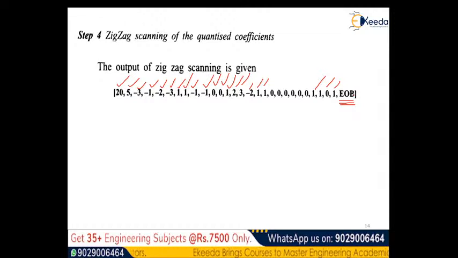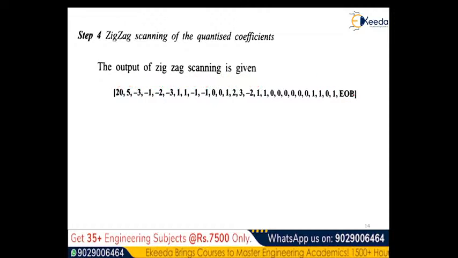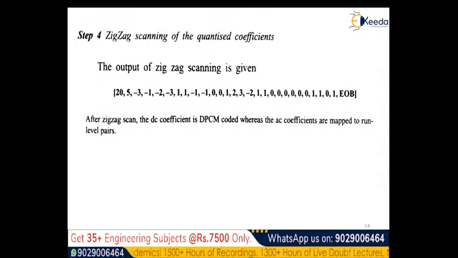Now after this type of scanning in this exact fashion, we have to collect the DC coefficients and the AC coefficients from this particular set. The DC coefficient is DPCM coded, whereas the AC coefficients are mapped to run level pairs. The run level is also one kind of coding, and DPCM is also one coding type. So this way, the JPEG baseline standard image compression steps are done.